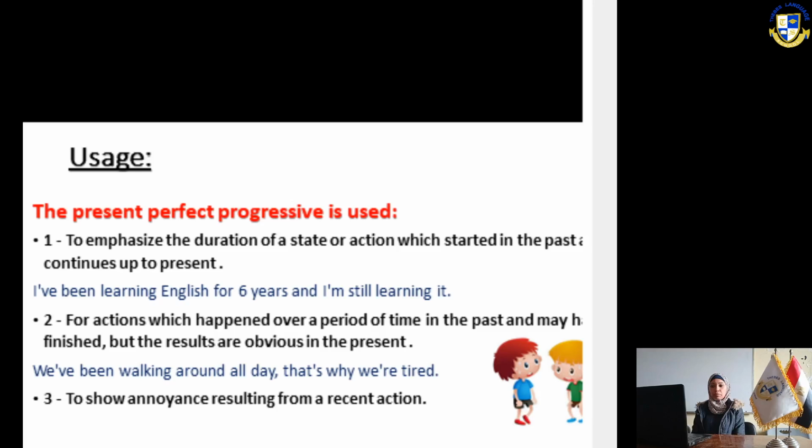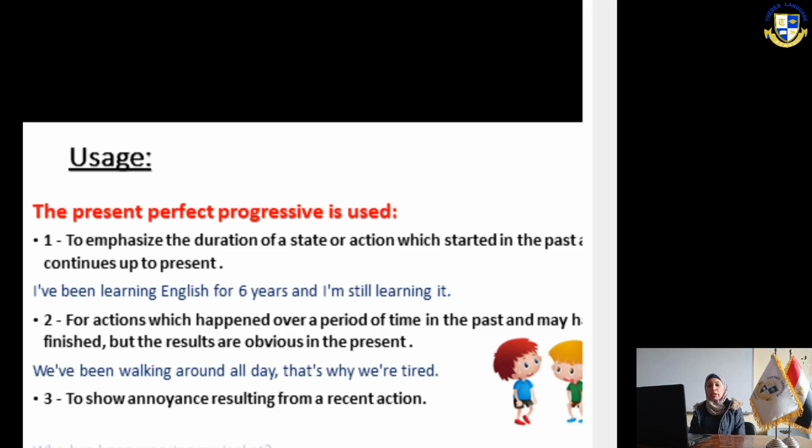And for usage number 3, we can use the present perfect progressive to show annoyance resulting from a recent action, like, who has been wearing my jacket? Okay, so now I'm showing my annoyance. Now, let's move on to slide 15.